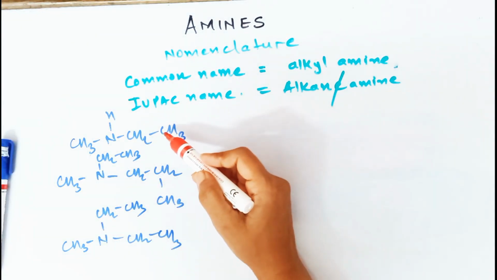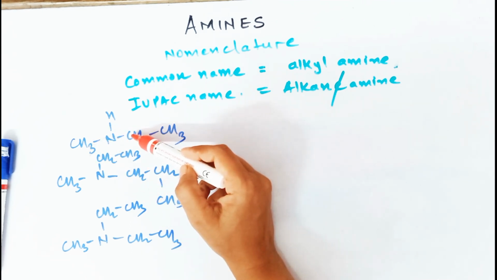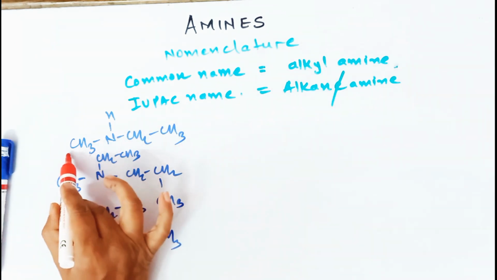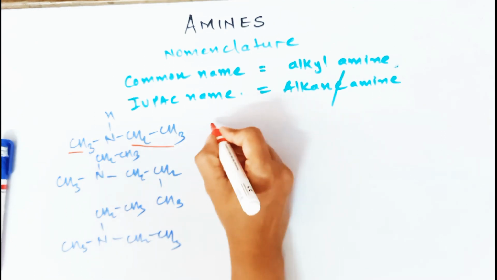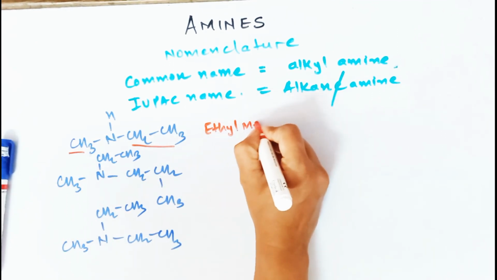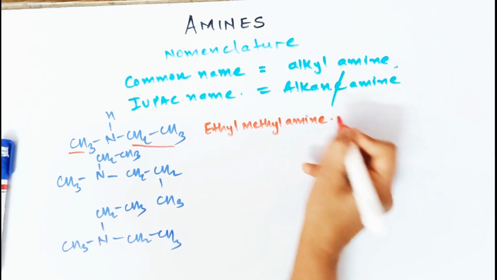This compound now we are going to see. The nitrogen is attached to 2 carbon atoms, so this is a secondary amine. And when we talk about the common name, we are going to look at the alkyl groups. Number 1 is methyl and number 2 is ethyl. So alphabetically we'll write ethyl first and then methyl. So it's going to be ethyl methyl amine as the common name.